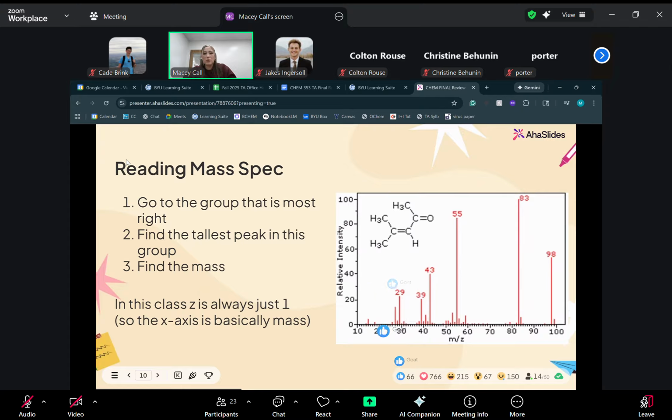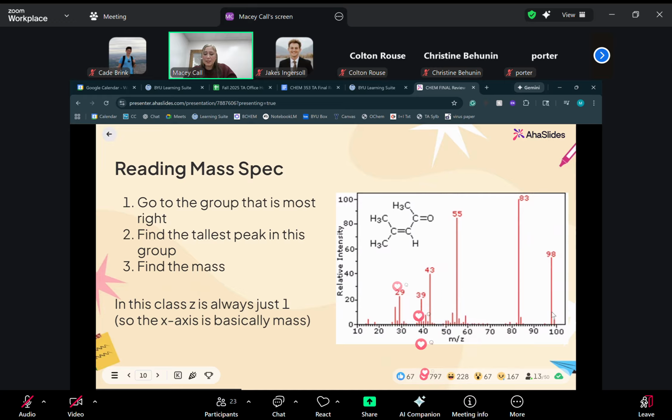So what we do is we're going to go to the group that's most right. So the group of peaks that is most right, and then we're going to find the tallest peak in that group. So if we're looking at this one that I have on the slides, I'm not going to look at this peak that's at 99. That's actually going to be an isomer, I think is what it's called. It's going to be like a different version of what I have. So if I was looking at carbon 12, it's going to be a carbon 13. And so it's a little bit special. The one I'm looking for is the really tall one at 98.